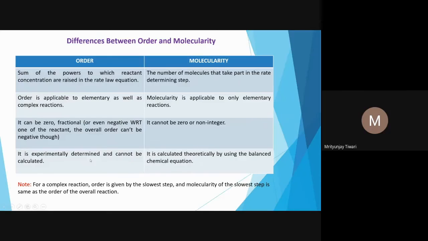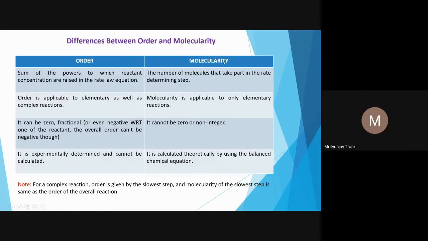The order is experimentally determined and cannot be calculated. This point I have explained in much detail earlier. Whatever the power to which the concentration terms should be raised, that power one can obtain only through experiment. One cannot predict it by any other method.